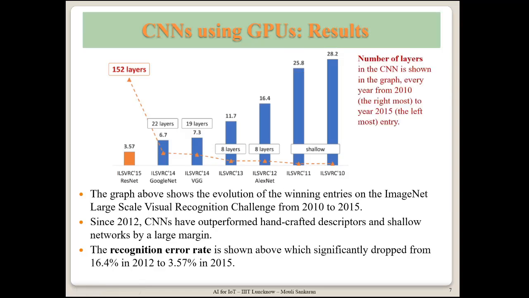Okay, thank you. So the number of layers in the CNN is shown in the graph every year from 2010 to 2015. Don't worry about the details, I am just trying to tell you how this CNN evolved and how they found out that the GPU is a good candidate for it. So I'm just giving you an example of that. You can read about this paper also. It's very interesting. It's not that difficult to understand, but you just get a gist of it. That is enough to get a feeling of it.